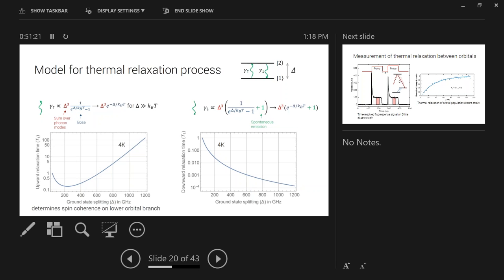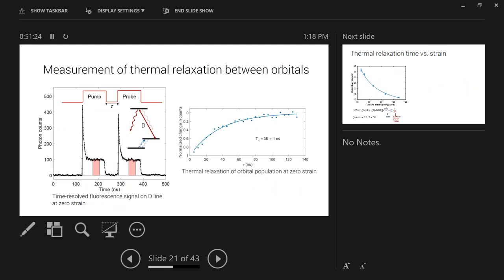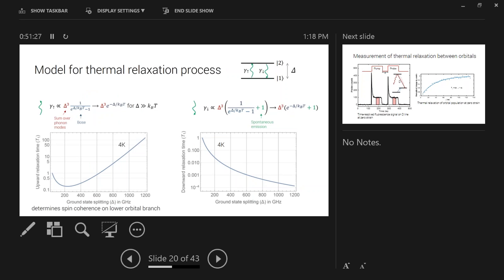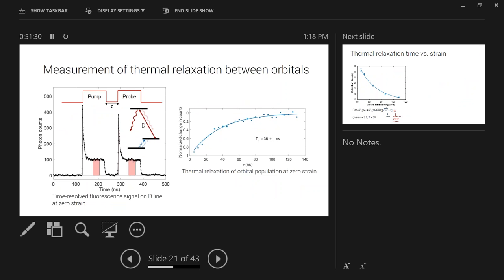So with this model in mind, we essentially do experiments to measure this rate gamma up. And the way we do that is by time-resolved fluorescence. We use a pump-probe technique where we pump on one of the optical transitions of the SiV and shove all the ground state population into one of the levels, wait for some amount of time, shine a laser on the same transition again, and see how much fluorescence we get, okay? And based on the recovery of the fluorescence, we can extract the rate of this upward process. And at 0 strain, we measured that this is 36 nanoseconds. So if you remember that 40 nanosecond number, that's where this comes from, right?